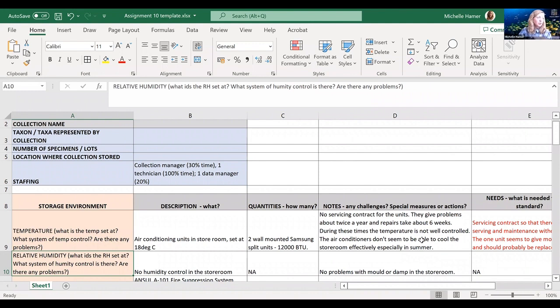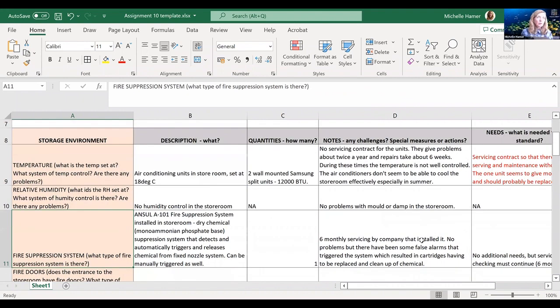The fire suppression system, so think about, what do you have in that storeroom? Do you have a detector? Do you have automatic suppression? Or do you only have fire extinguishers in the corridor outside? Or do you have a fire extinguisher inside? But then it would be manual, not an automated suppression system. And then what does it use? Is it a water system? Is it a gas? And what kind of gas? Is it a dry chemical, a foam? How does it work?